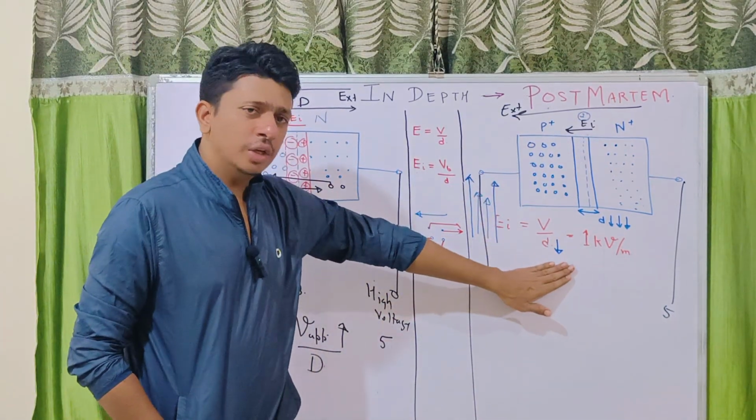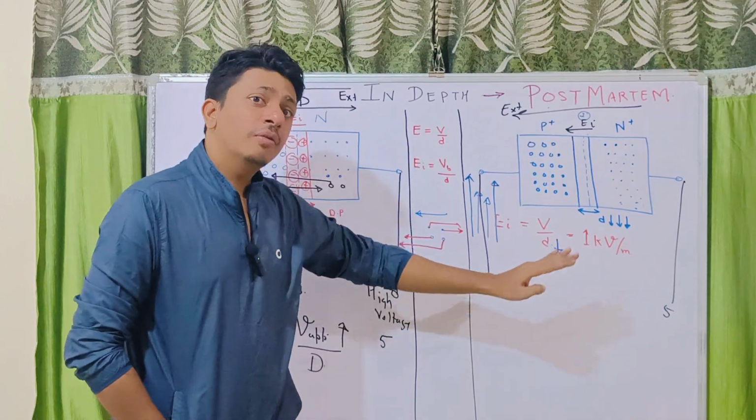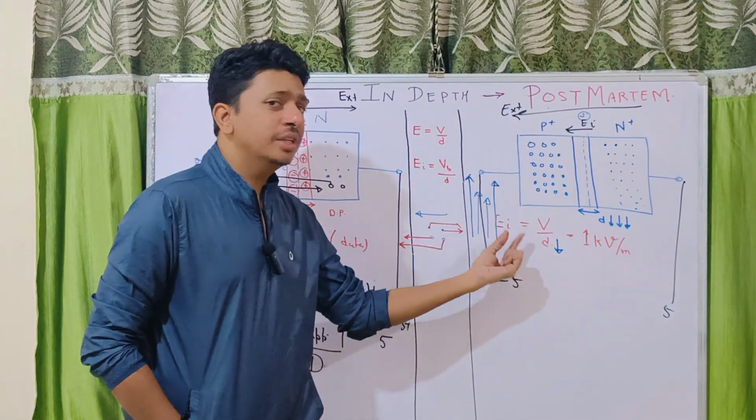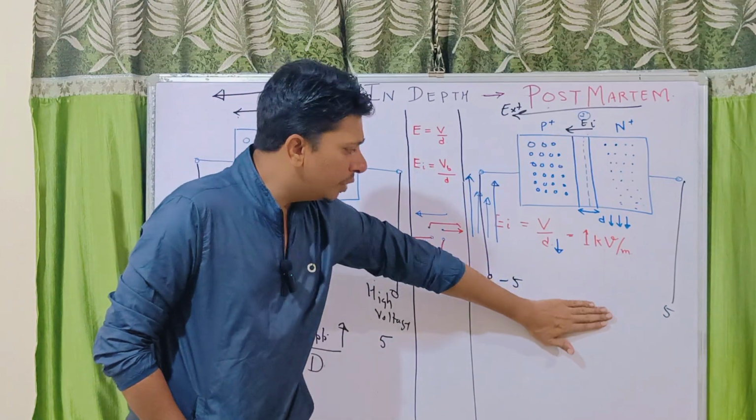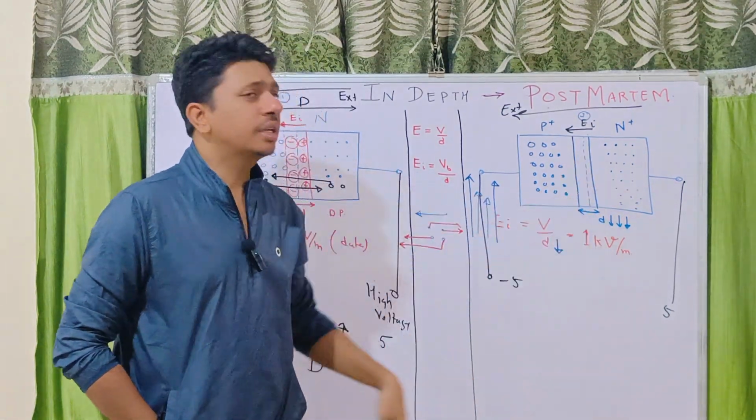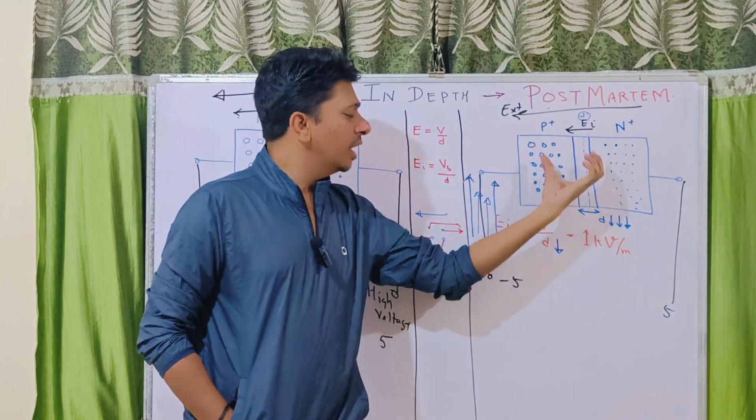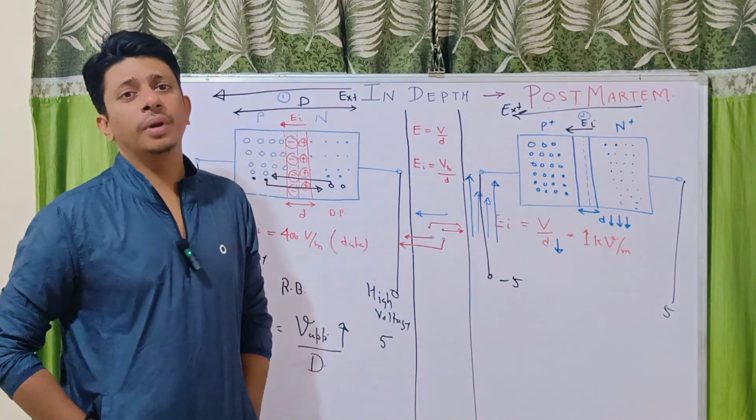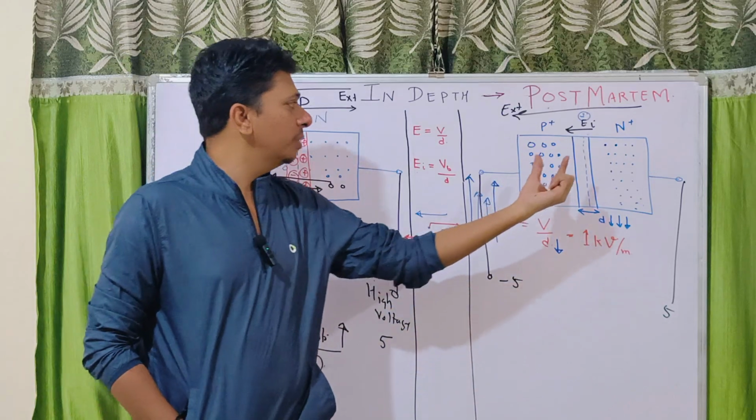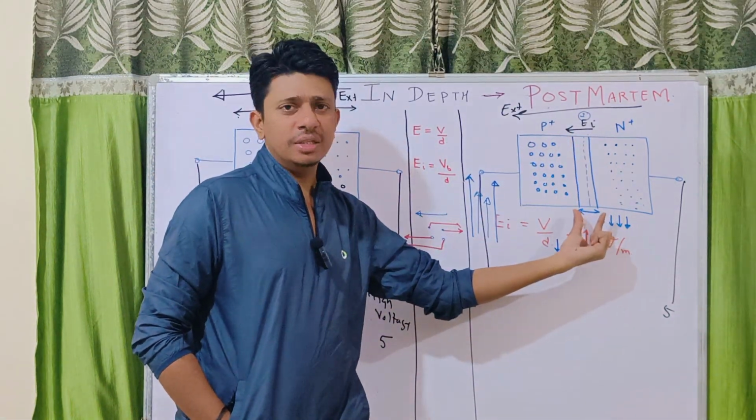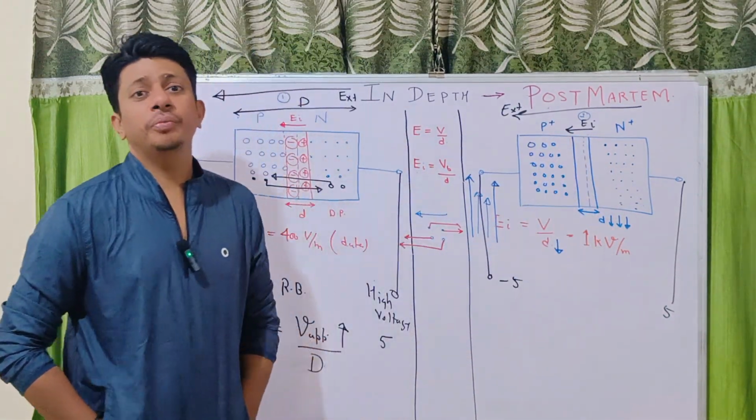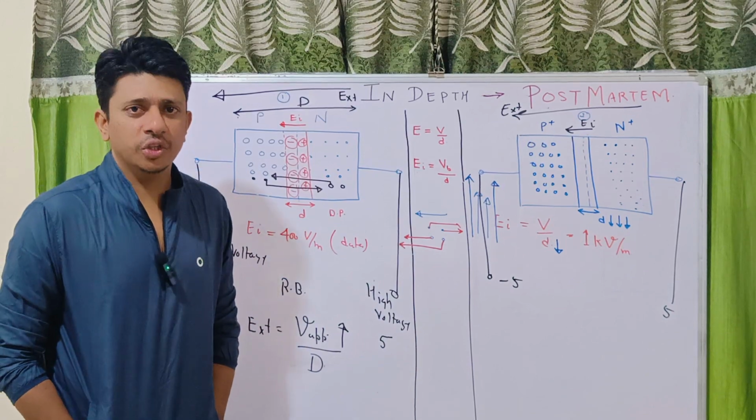Although it is 1000 kilovolt per meter, further enhancement in the electric field is possible due to the reverse bias, and this results in a very high electric field in this region. So many covalent bonds will break, or sudden rupturing of covalent bonds will take place in this region, and this results in the Zener breakdown condition.